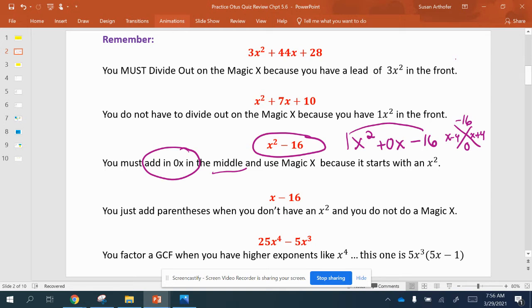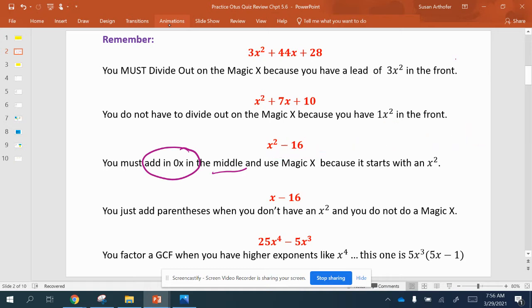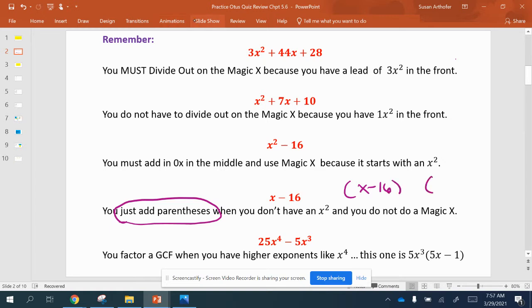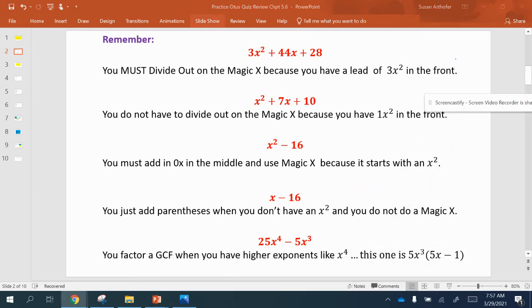Now, when don't you use the magic x? You don't use the magic x when you don't have x squared in the front. So this is just x minus 16. Doesn't have x squared, it's just x. So in this case, you just add parentheses around it, x minus 16. If you had something like x plus 4, or x minus 9, or x plus 33, if they're just a plain x with a number, eventually that expression will get canceled. So you just add parentheses to group them.